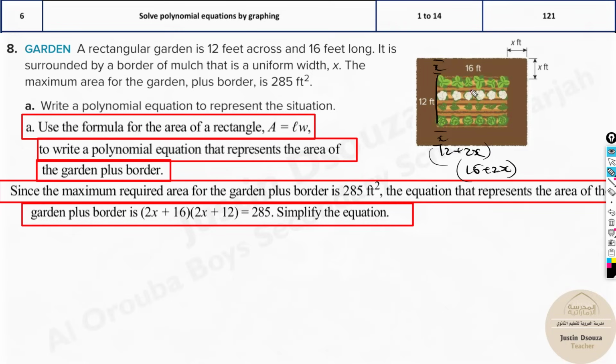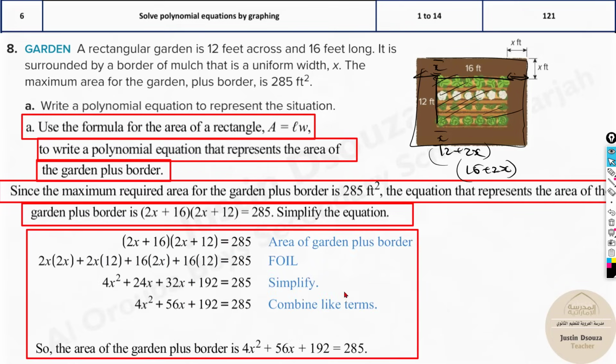Why do we add those 2x? Because the garden over here is only this dimension, 16 by 12. But they have told us that with the mulch, we have to find the area for the total one. That means you need to add x on both sides. This is also x and x over here. So that's why we add this 2x, and then we solve it.